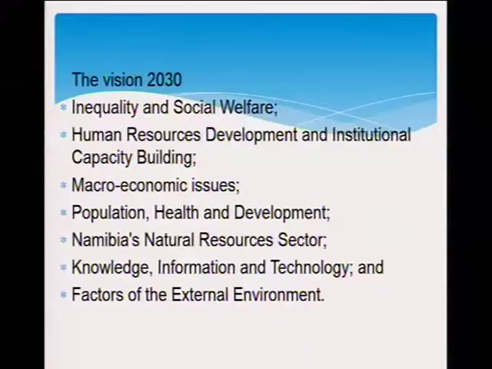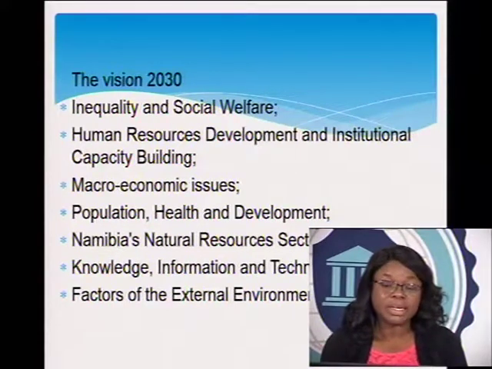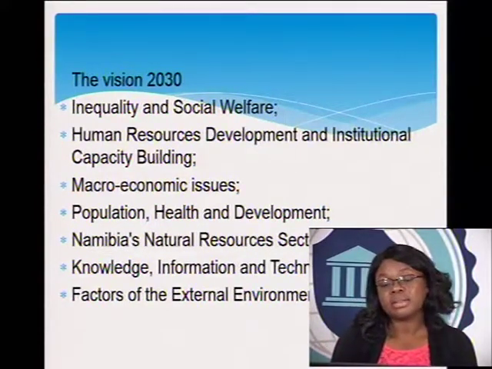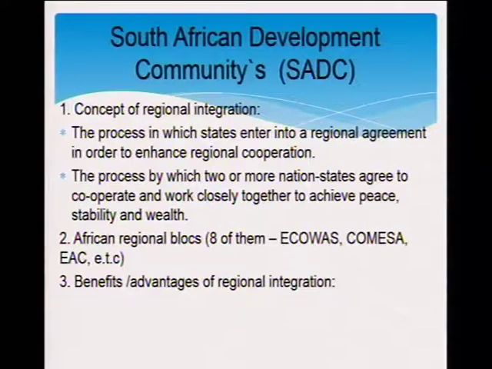And just a few points on the Sustainable Development Goals. Inequality and social welfare is a point done with. Human resource development and institutional capacity building. They look at macroeconomic issues like population, health, development. Now the Namibia's natural resource sector, knowledge, information and technology, and factors of the external environment.